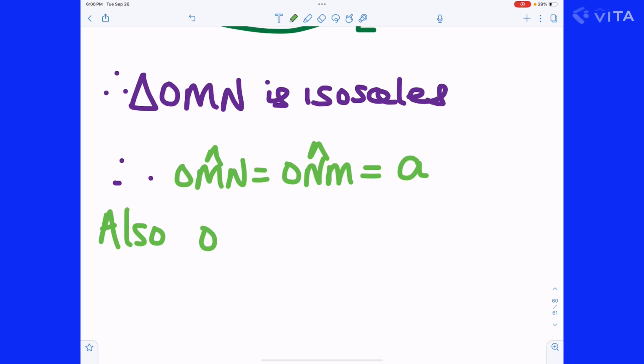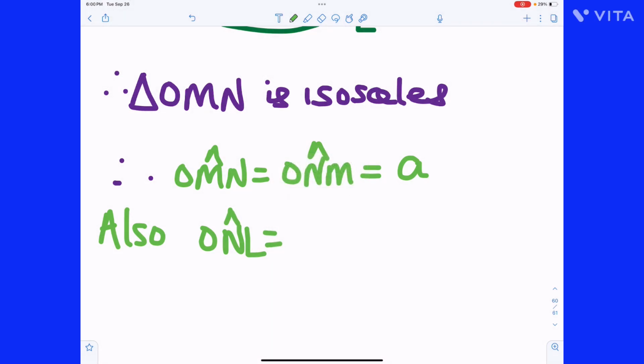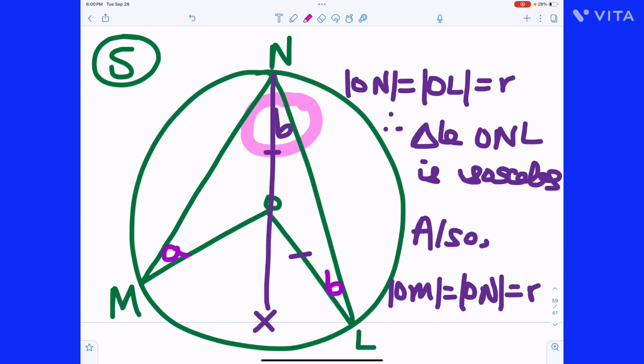Also angle ONL will be equal to, I want to make sure I'm writing neatly. Angle ONL is equal to angle OLN is equal to B. So I can put B here for ONL and also put B here for OLN. The same way, this is OMN, A. This is also ONM. That will also be A. So I can put A here too.